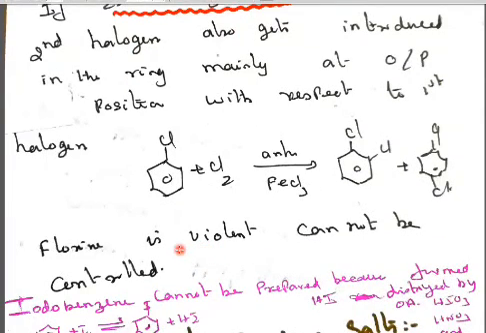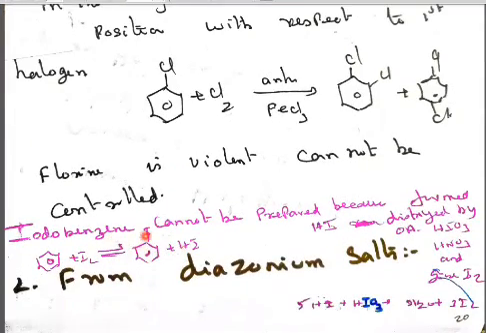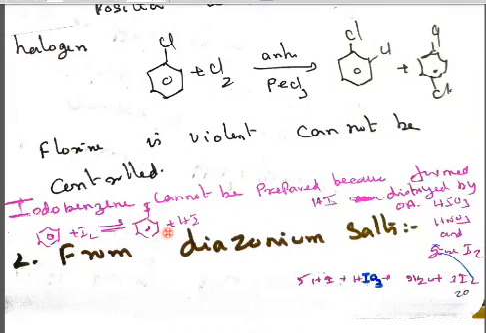Fluorine is violent and cannot be controlled at all, so just leave the fluorine preparation. Iodobenzene cannot be prepared because, as I already told you, iodine is a strong reducing agent, so HI is very easily oxidized by periodic acid or oxidizing agents like this. Nitric acid is also a good oxidizing agent. So HI is destroyed by the periodic acid and gives back the iodine. So iodination is not possible. Benzene with iodine giving iodobenzene and HI comes back to the same position only, so we never get iodobenzene.